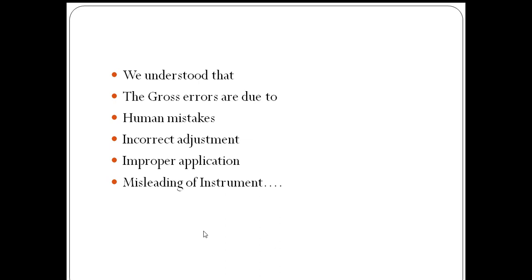So in this, we have understood that the gross errors are mainly due to human mistakes, incorrect adjustment, improper application, and misleading of instrument. Because of these problems, we are getting the gross errors.